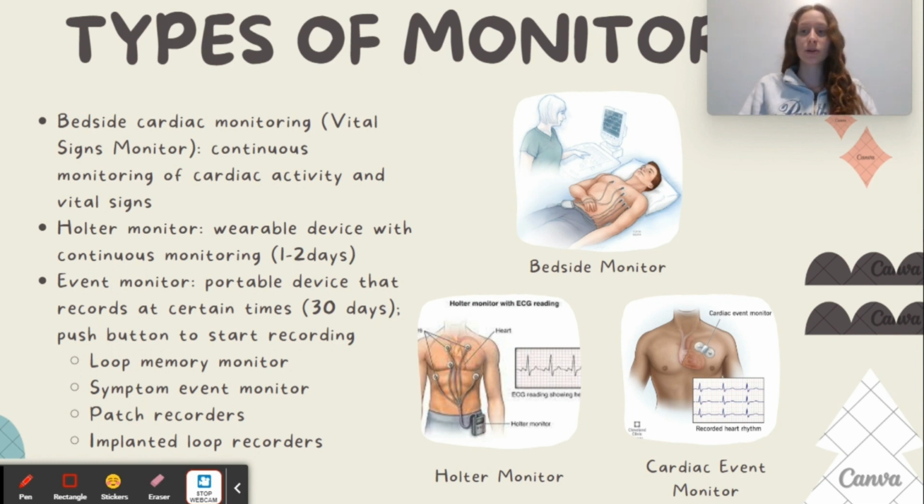You also have Holter monitors, which are wearable devices that you typically wear for 1 to 2 days that have continuous monitoring. And then from there, you can move to event monitors, which are portable devices that record at certain times, typically over a period of 30 days, and you normally push a button to start the recording. And these include loop memory monitors, symptom event monitors, patch recorders, and implanted loop recorders.